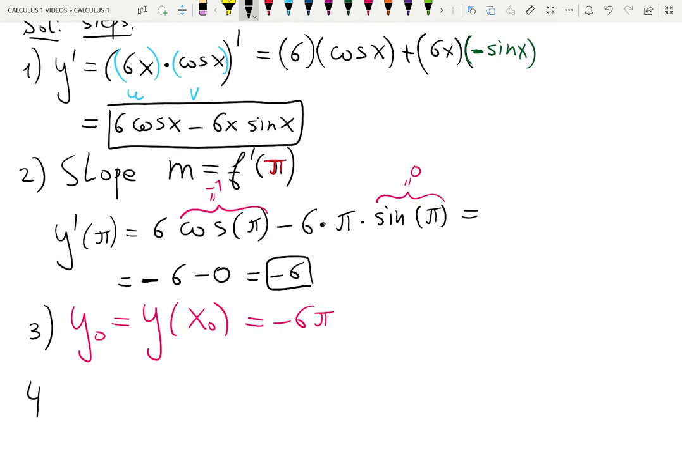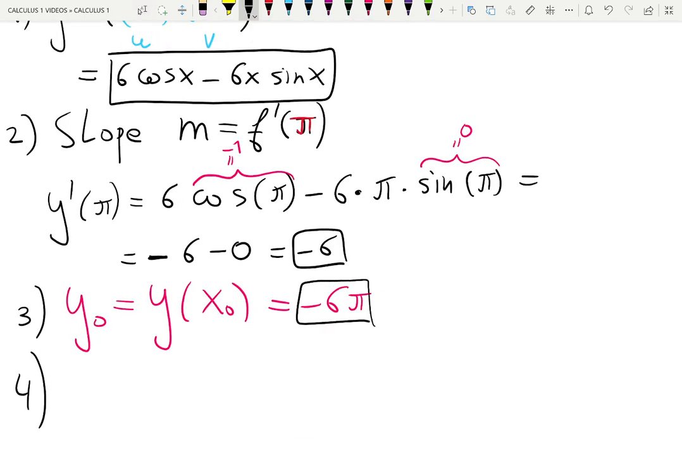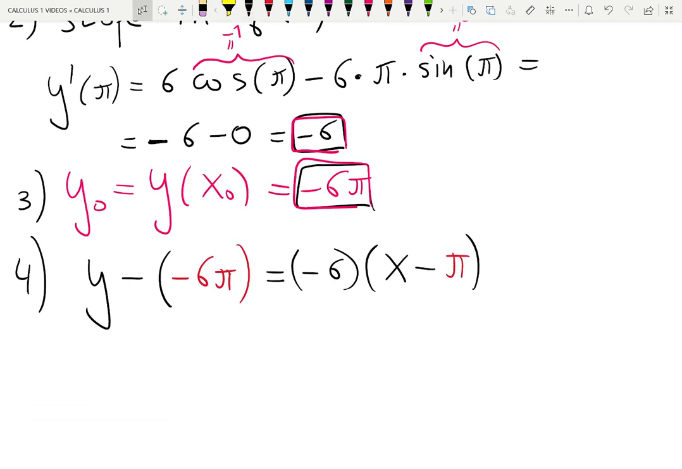So the last step will be to substitute everything into the formula. Let me put everything in the box. I like doing that, so visually I can see what I need. I need the slope, y sub 0, and x sub 0, which is pi. Y minus y sub 0, minus 6 pi in parentheses, be careful with that, equals m times x minus x sub 0, minus 6, use parentheses please, x minus pi. In red, I'm showing you the point we're using. This is the point-slope equation of a tangent line.